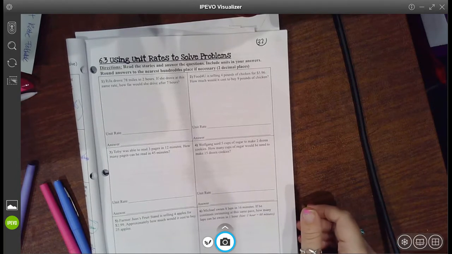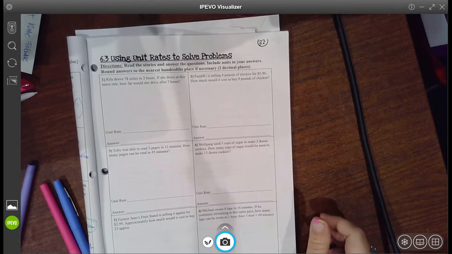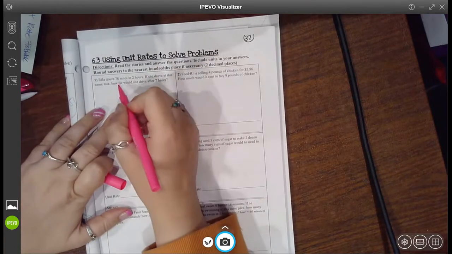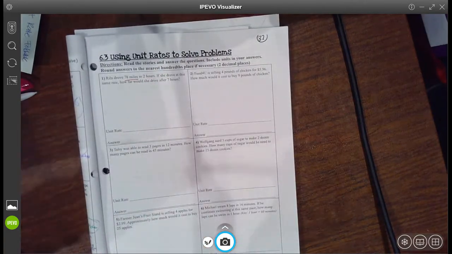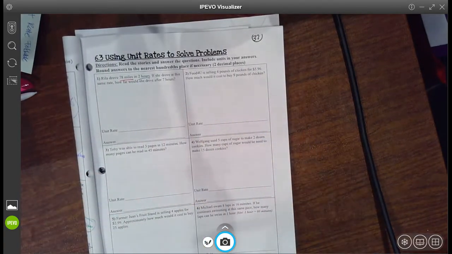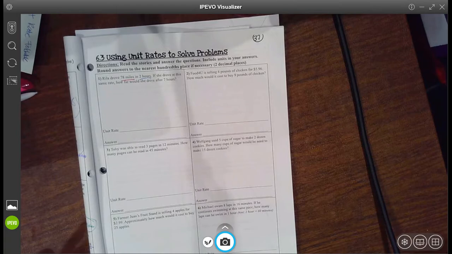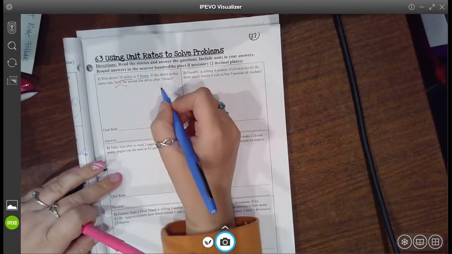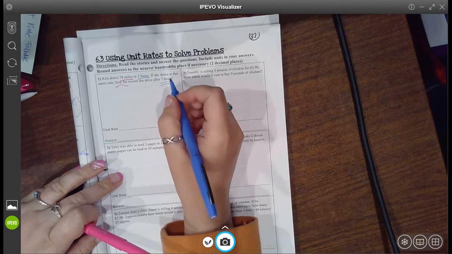This is your homework assignment, so I'm just going to do a few to help you get started and see how to do them. Okay, so the first one I'm going to do with you is number 1 that says Rita drove 78 miles in 2 hours. If she drove at this same rate, how far, so how many miles could she drive after 7 hours?